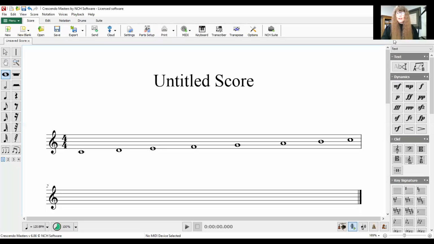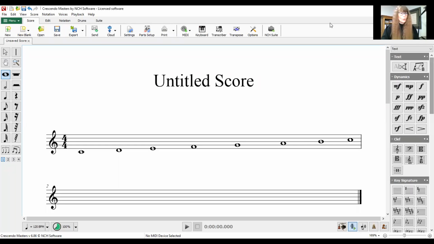And welcome back to your next theory lesson. Today we're going to be working in Unit 4 from the Celebrate Theory Level 2, and we're going to be talking about degrees of the scale, degrees of the major scale, and this is found on page 34 in your book. So I'm just going to share Crescendo again with you, and I already have up a basic C major scale going from C to C.